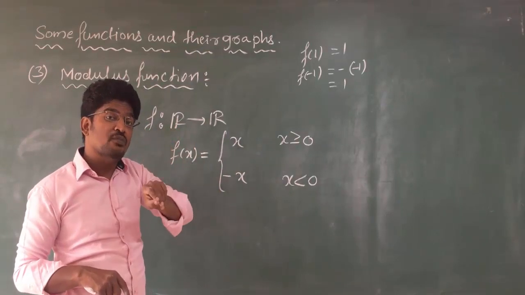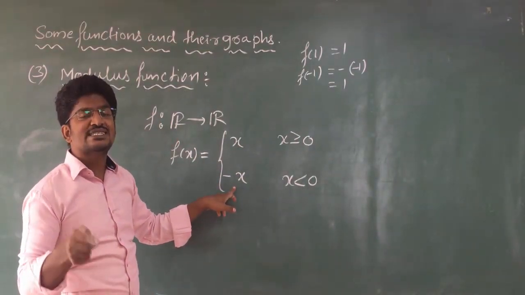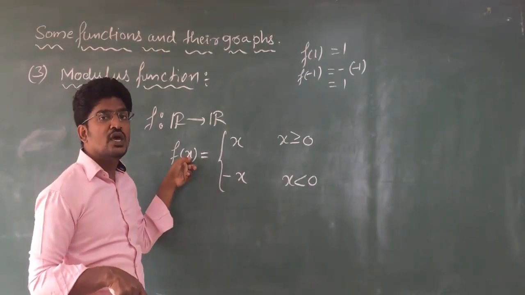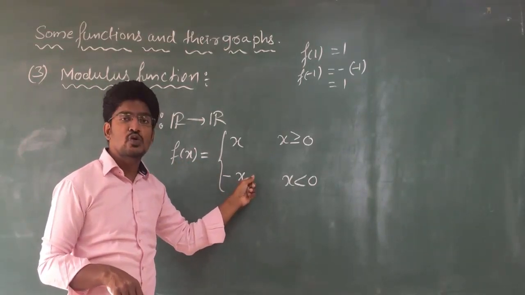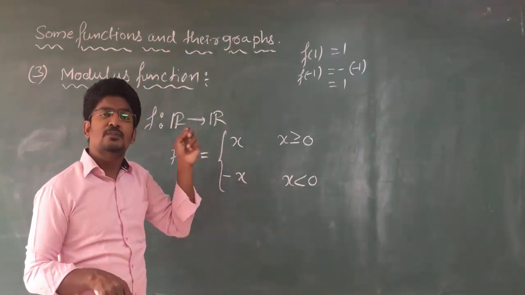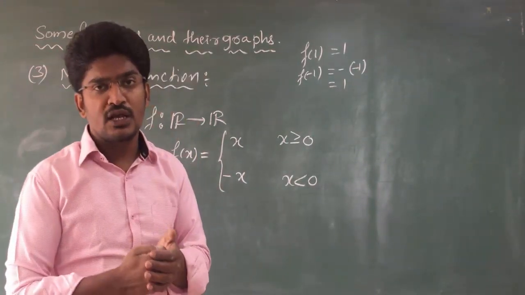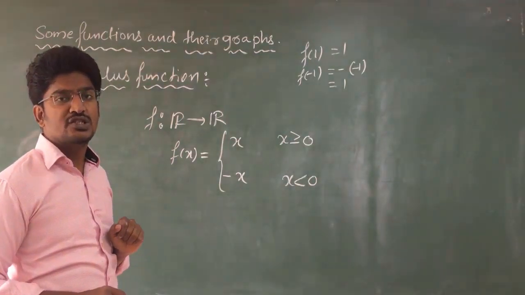If I take f of minus 2, minus 2 will go for the second branch because it is lesser than 0. Clear? So for f of minus 2 I go for the second branch. I will write minus of minus 2. Minus into minus will be plus 2. Again the output will be positive 2. Clear? So this is your modulus function.